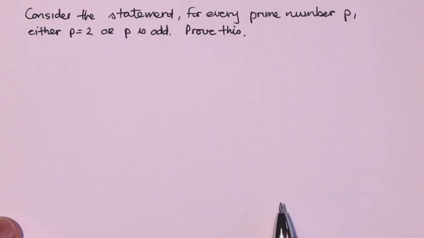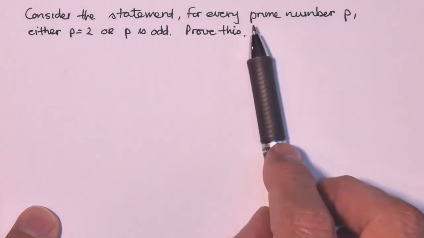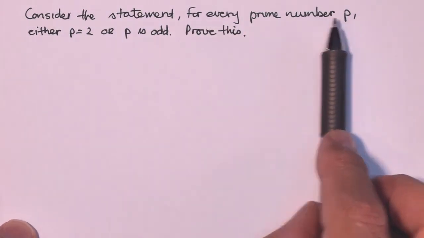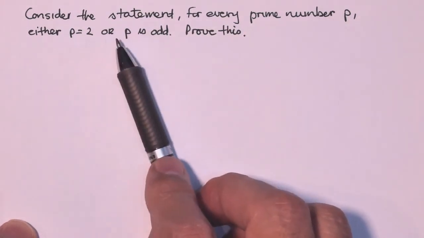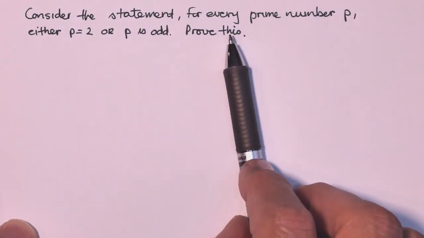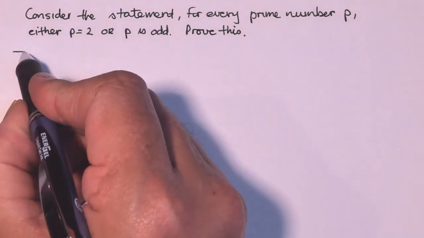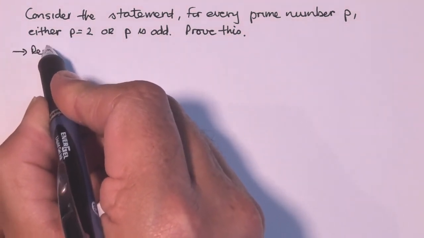Okay, our next example that deals with proof by the contrapositive is as follows. Consider the statement: for every prime number p, either p is 2 or p is odd. And they ask us to prove this. Okay, now how can we rephrase this?